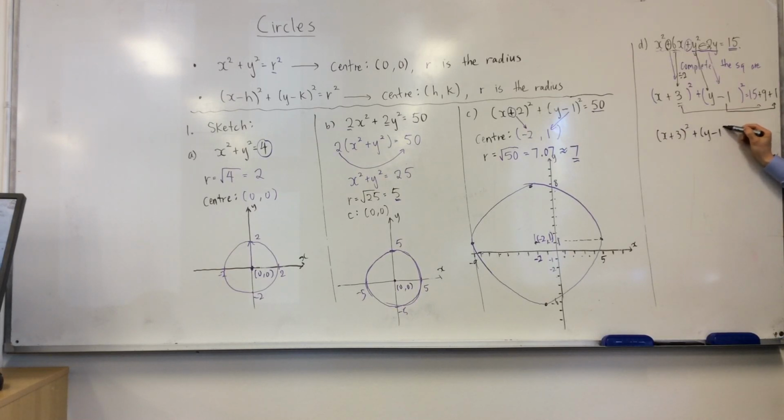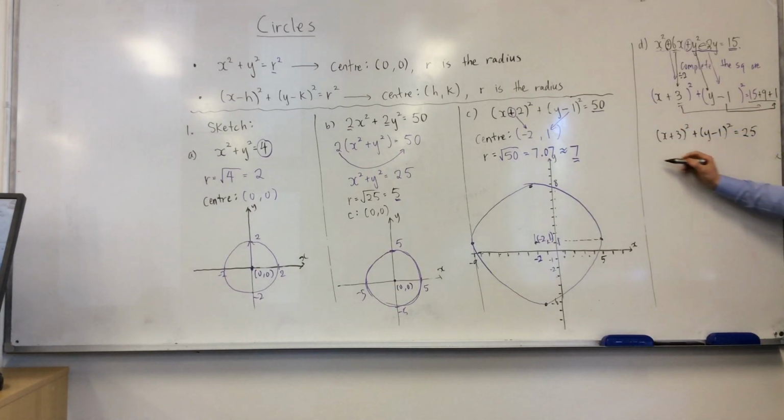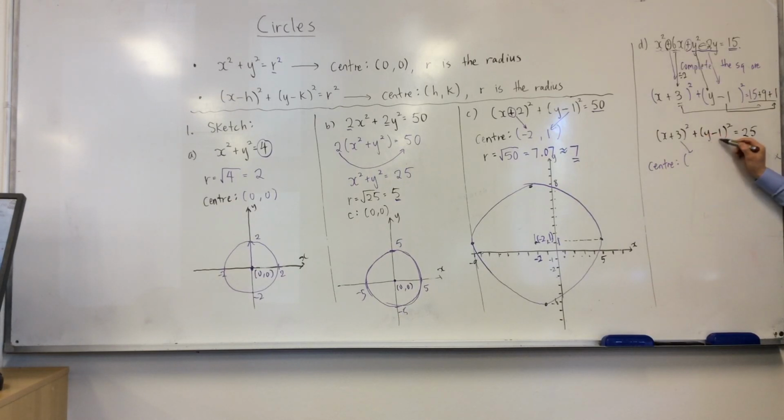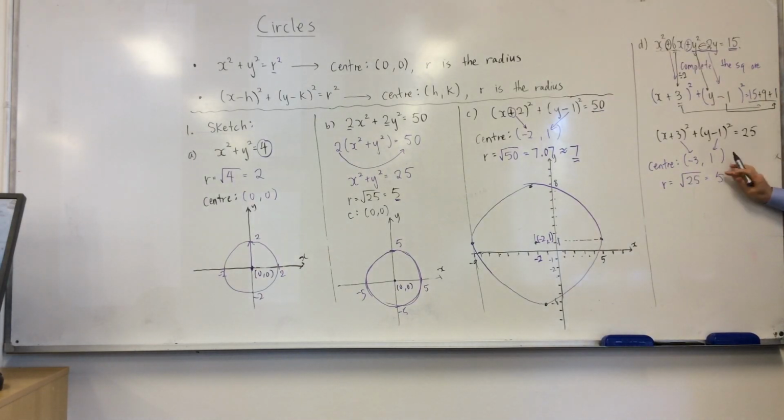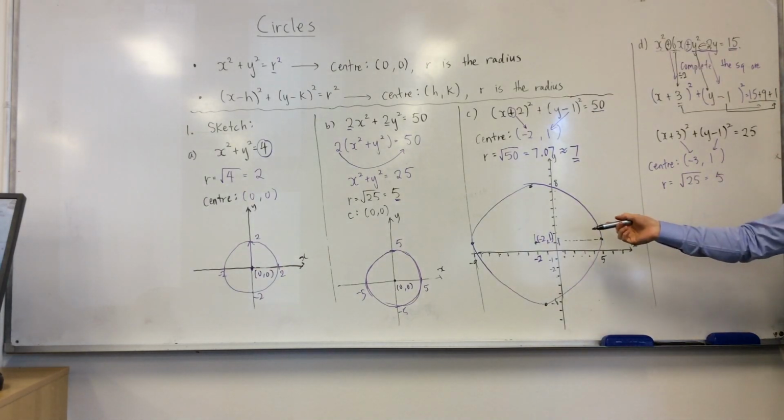What's the number on the other side if you simplify that? 15 plus 9 is 24. 24 plus 1? 25. You see, it's not too bad. It's just an extra step to get to the type of equation we need to draw the center and the radius. Yep, so from here, what's the center? -3. Yep, -3 and plus 1. What's the radius? Yeah, okay. Once you got those 2 pieces of information, you do the same thing as what I've done here.